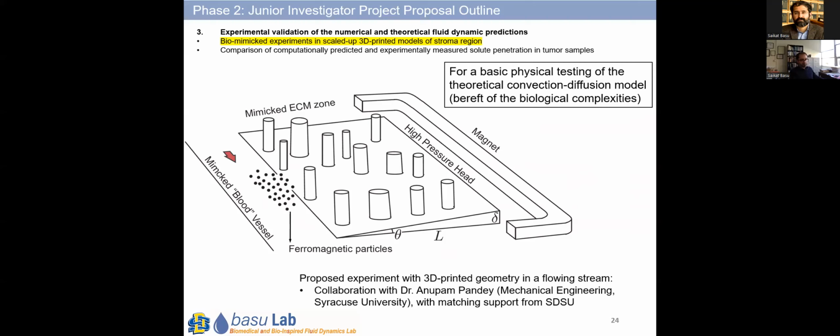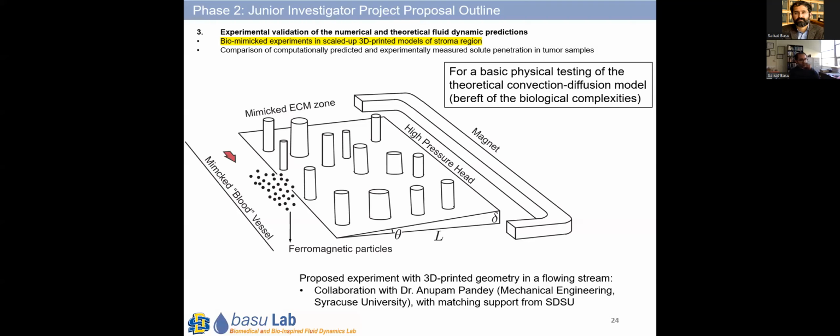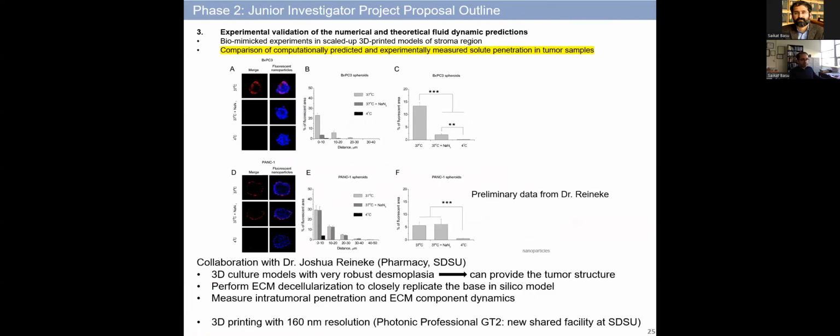I pitched the experiment idea to my collaborator, Dr. Anupam Pandey at Syracuse University. SDSU plans to extend some matching support for Dr. Pandey to run this experiment there. I expect that the difference in the physical transport and the theoretical predictions will help us to fine-tune the nature of the boundary conditions, which I had described over here, and fine-tune them such that they are closer to what we might come across in a real physical system. And with those appropriate corrections, we go to the next level of experimental testing.